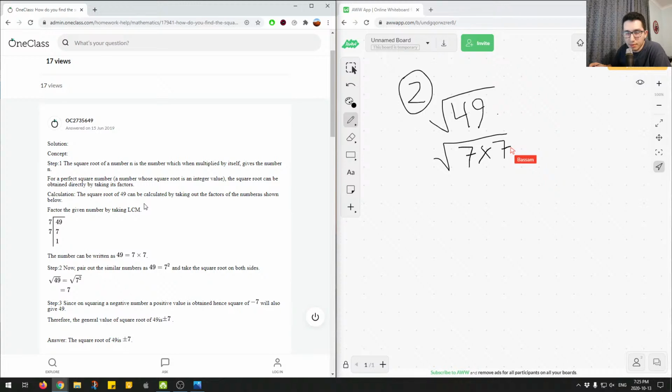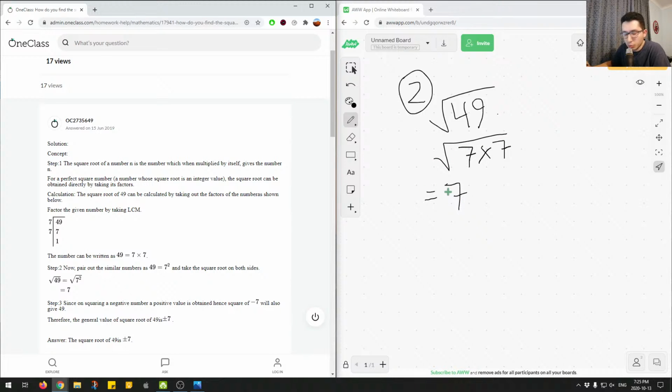So 7 times 7 gives you 49. This is a matter of just knowing your multiplication tables, and you know that the square root of 49 is 7. So let's go through with the junior 2D set. The square root of a number n is the number which when multiplied by itself gives the number n. So when we multiply 7 by itself, we get 49.